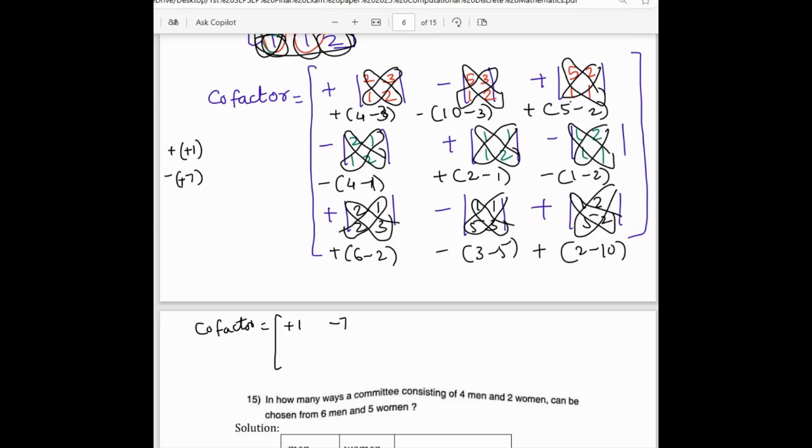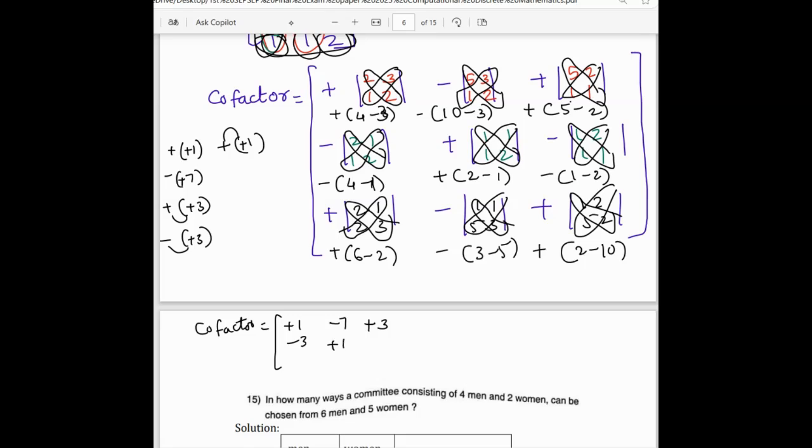Then we'll go for the next one. Plus 5 minus 2 is 3, certainly plus 3. So plus into plus is plus 3. Then going with the next one, we have minus of 4 minus 1 is 3, certainly plus 3. Plus into minus will be minus, certainly minus 3. Then going with the next one, it is plus 2 minus 1 is 1. No sign means it is plus. Plus into plus will be plus 1.